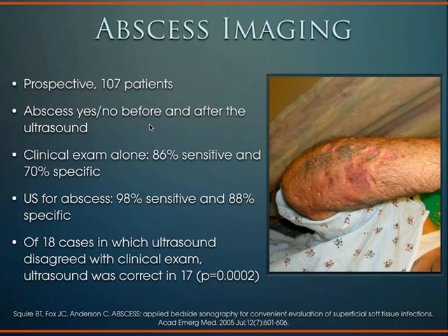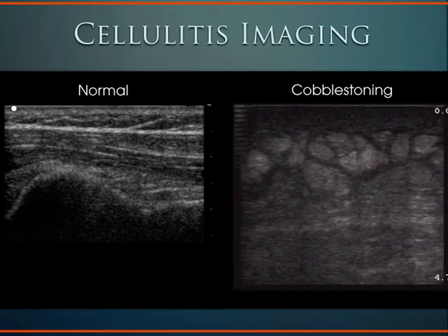So it turns out that just using the clinical exam alone, the physicians were 86% sensitive and 70% specific, but when they used the ultrasound machine, they were much better at distinguishing abscesses from cellulitis. In fact, there was 18 cases in which the ultrasound disagreed with the clinical exam, but the ultrasound was right in 17 of the 18 cases for a significant p-value.